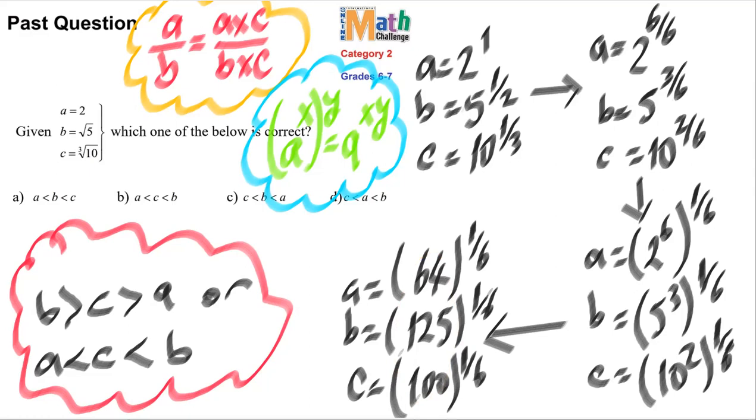According to this, the biggest one is B, then C, then A. So B is bigger than C, bigger than A, but in the options, they use the less than symbol, so we just write in the opposite direction. So A is less than C, less than B.